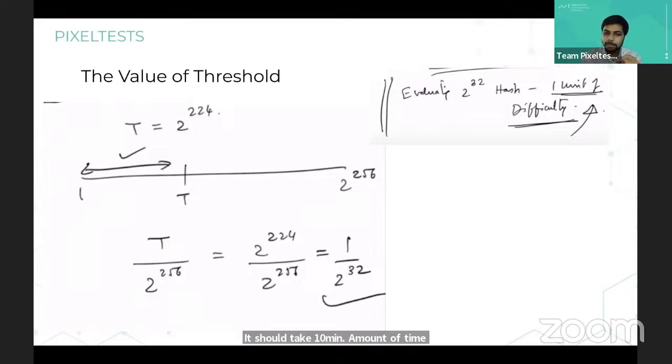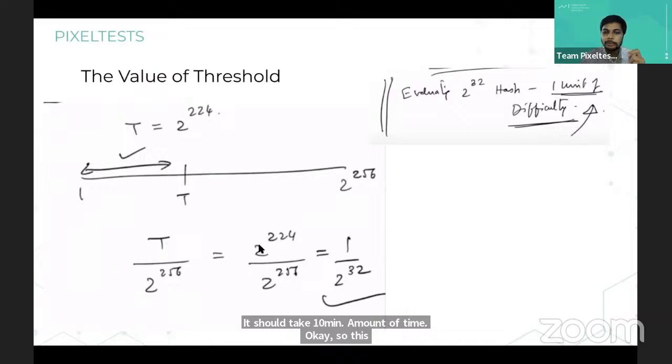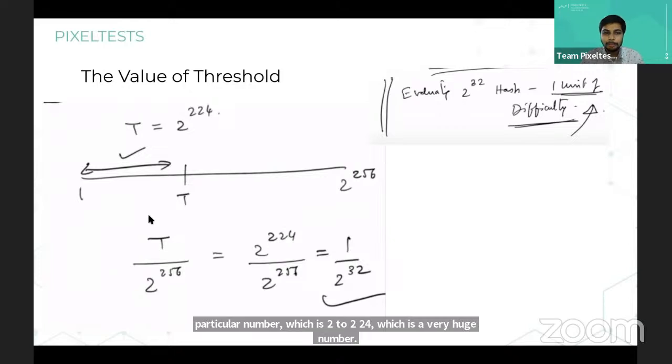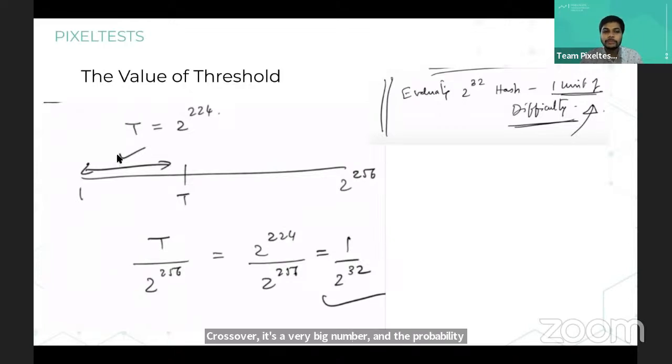This has been system generated in the initial phase, like it could be 2 to the power of 224, meaning that if somebody hashes all of the transactions along with the nonce, the hash of that whole value should be less than this number, 2 to the power of 224, which is a very huge number, crores of crores. And the probability of someone generating a nonce that falls within this threshold is 1 by 2 power 32.